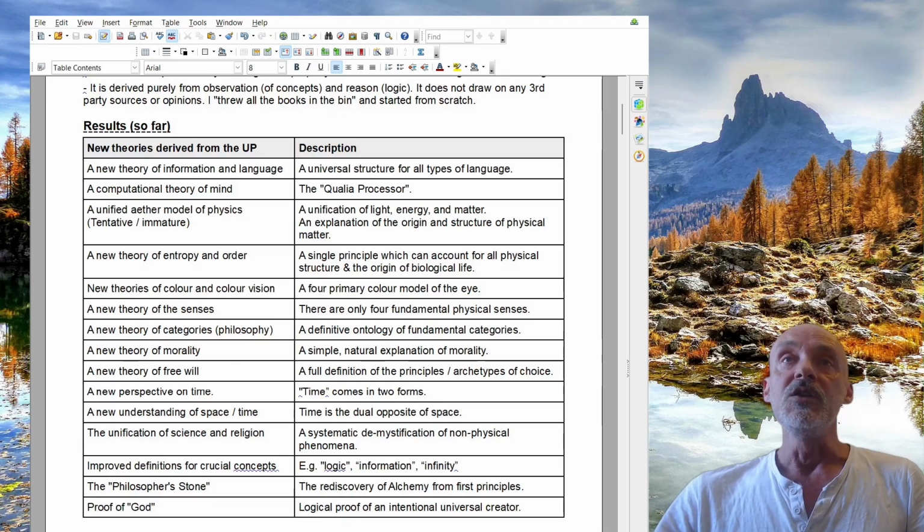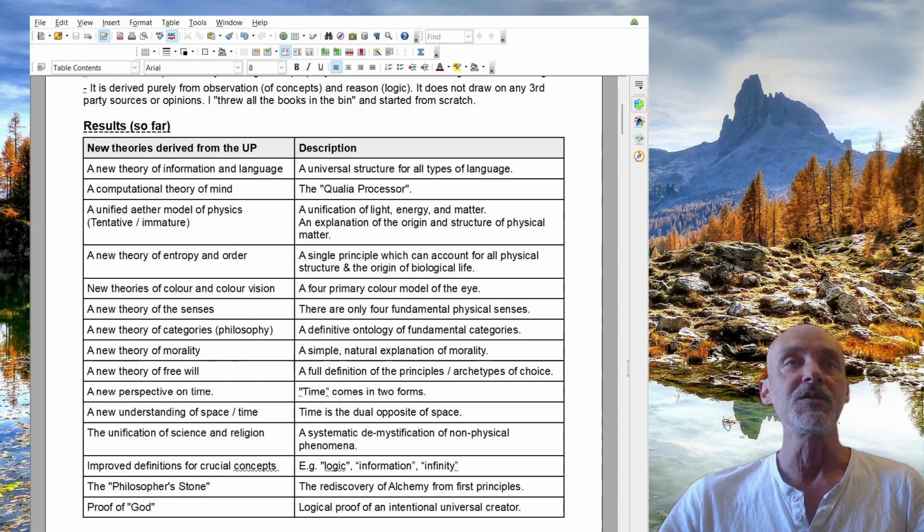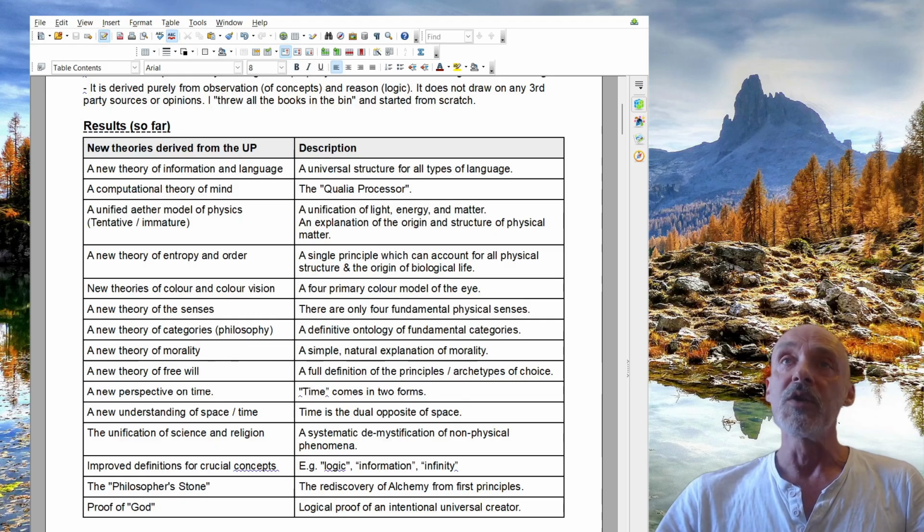The UP leads to a unified ether model of physics. Obviously, the ether theories are kind of out of the window these days, but it suggests that this is the only way that we can build a fully coherent picture of physics. Although the theory is somewhat tentative and immature, as I said, there's only me working on it. I do have a basic model of matter and a basic model of charge, but it needs a lot more work, to be honest. But what it does do is it unifies the concepts of light, energy, and matter.